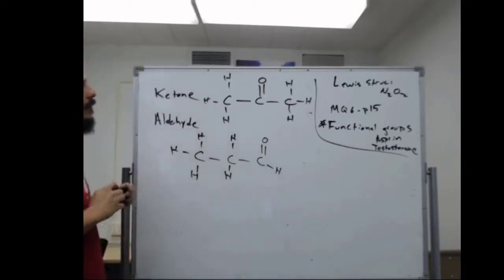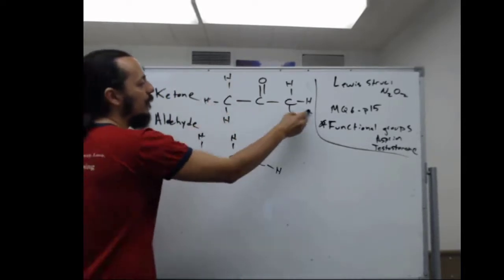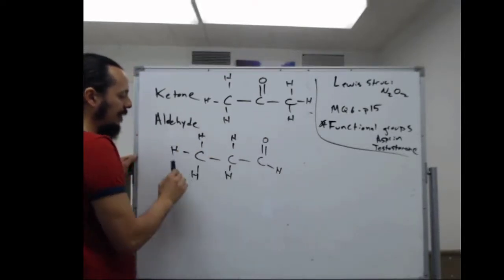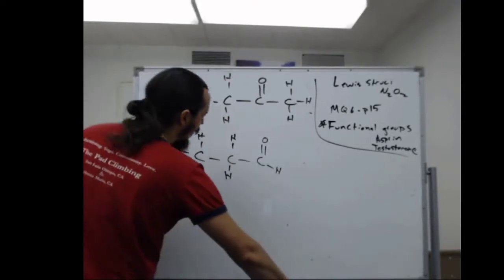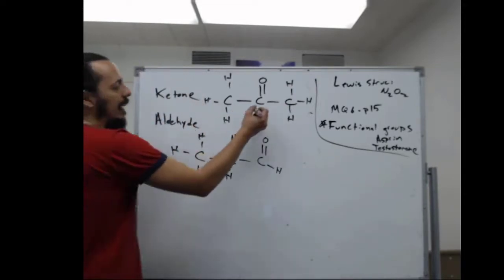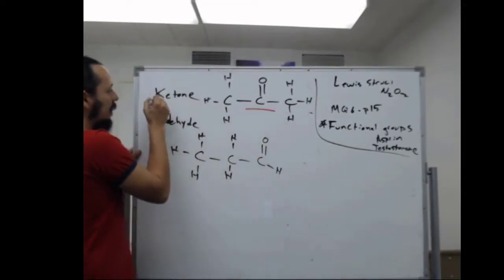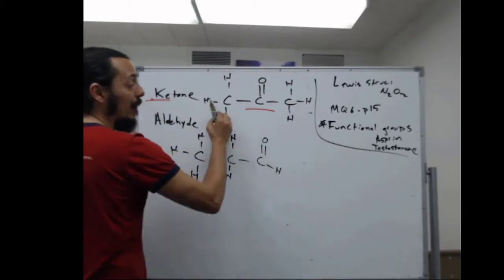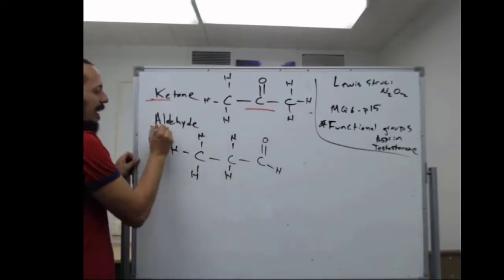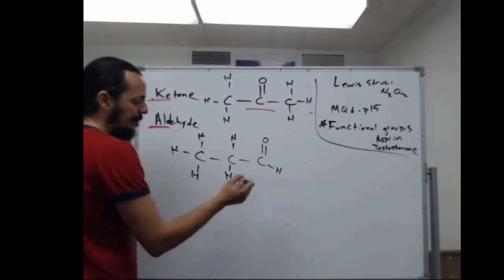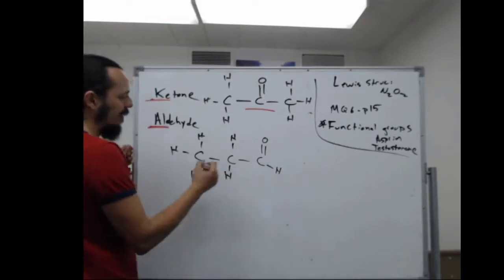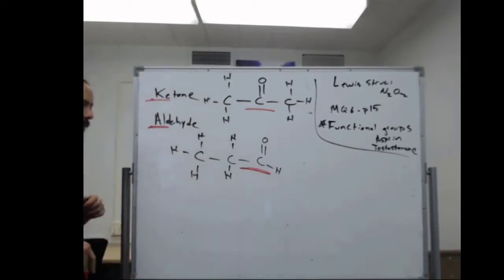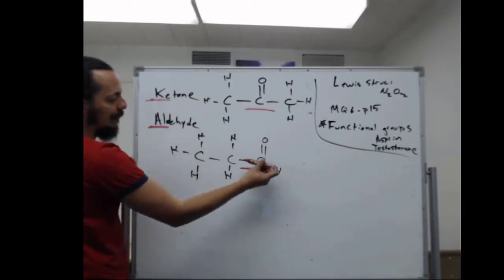You'll notice both of these structures are 1, 2, 3, 4, 5, 6. They're C3H6O. But this one has the double bond in the middle. K is in the middle of the alphabet, so ketones are in the middle. Aldehyde is at the beginning of the alphabet, A. And this is at one of the ends. Whether you're counting this way or that way, it's at the beginning.